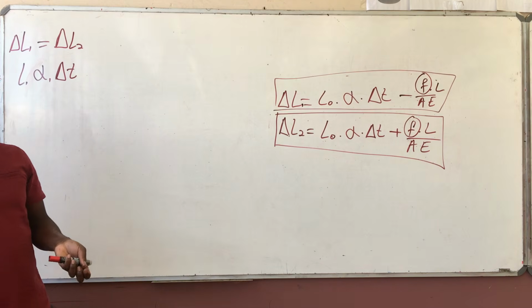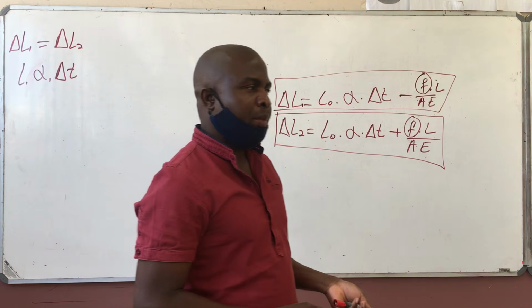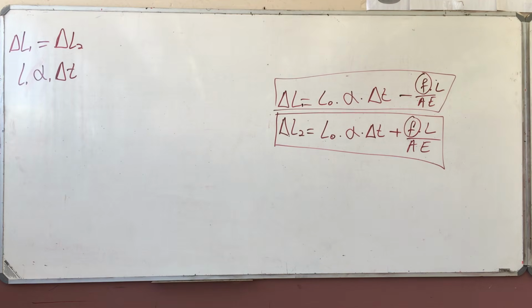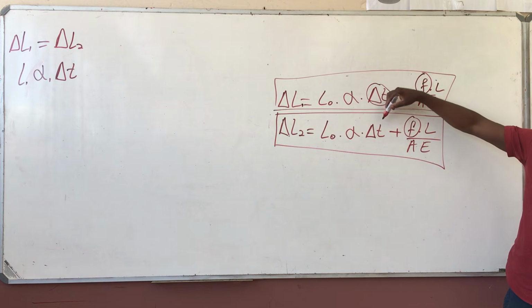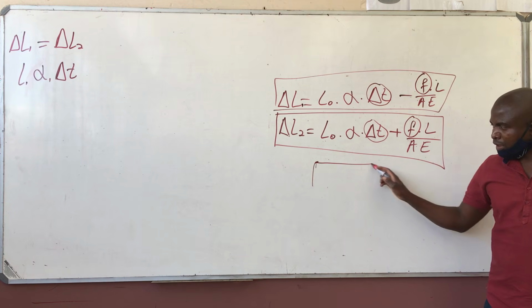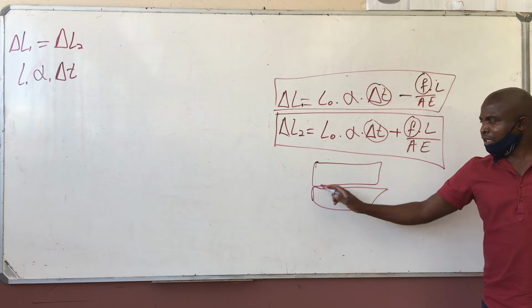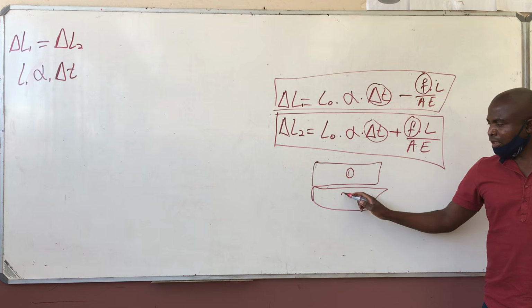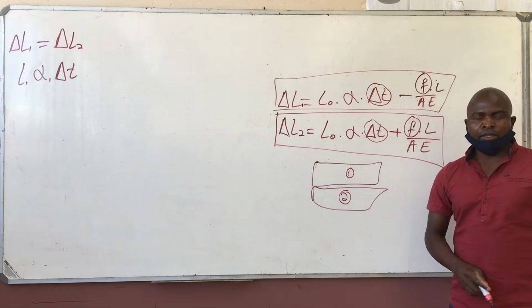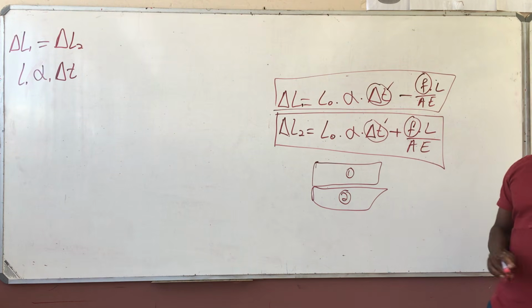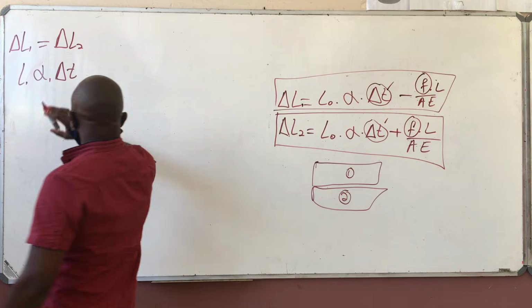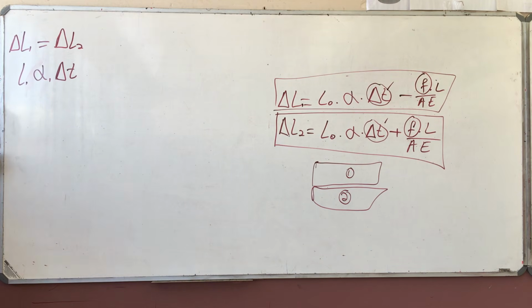These two are connected in parallel. Meaning the moment one experiences a change in temperature, both of them will experience the same change in temperature. The change in temperature here is the same as that one. Again, these two are connected together. Is there a way that you can increase the temperature for 1 without increasing the temperature for 2? There's no way, so the change in temperature is the same, even if I did not indicate which bar it is for.